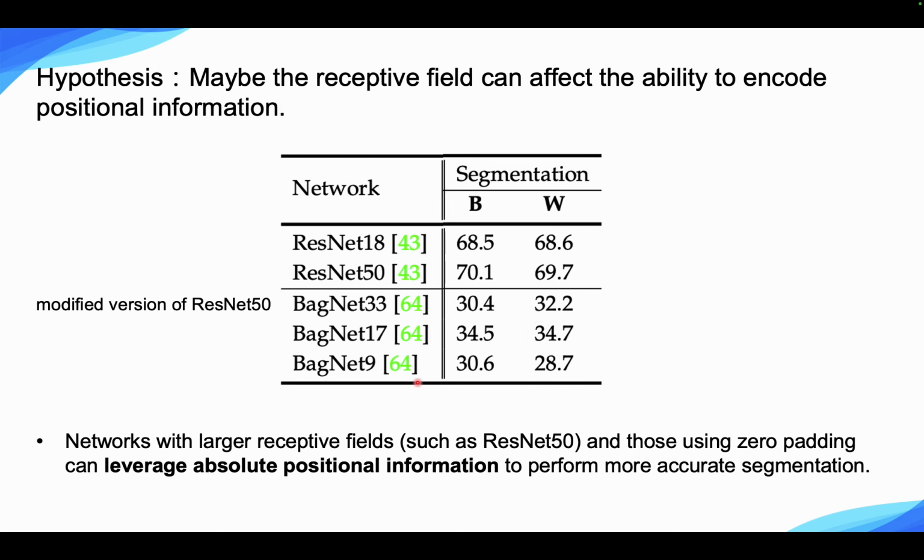And we can find that the networks with larger receptive field, such as ResNet 50, and those using zero padding, can leverage absolute positional information to perform more accurate segmentation. So this hypothesis must be true, because BagNet's performance is not as good as ResNet 50, and the difference between BagNet and ResNet is only the receptive field.